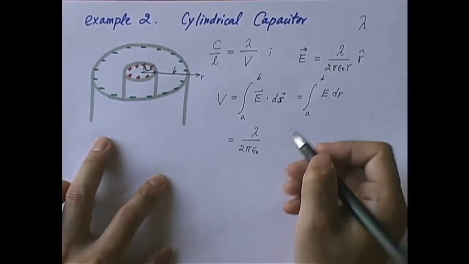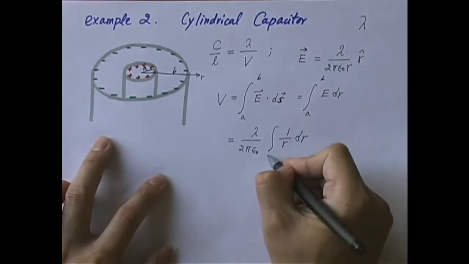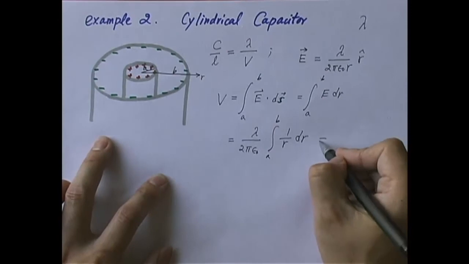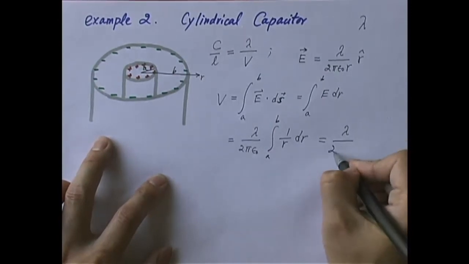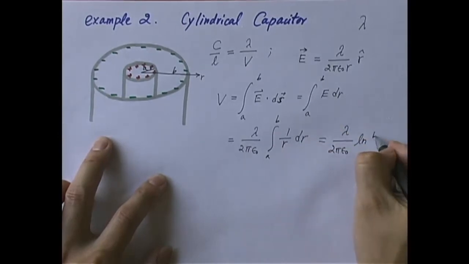These are just constants, 1 over r dr between a and b. Okay, you finish this integral, you find it's a natural log function: lambda over 2 pi epsilon naught, natural log of b over a.